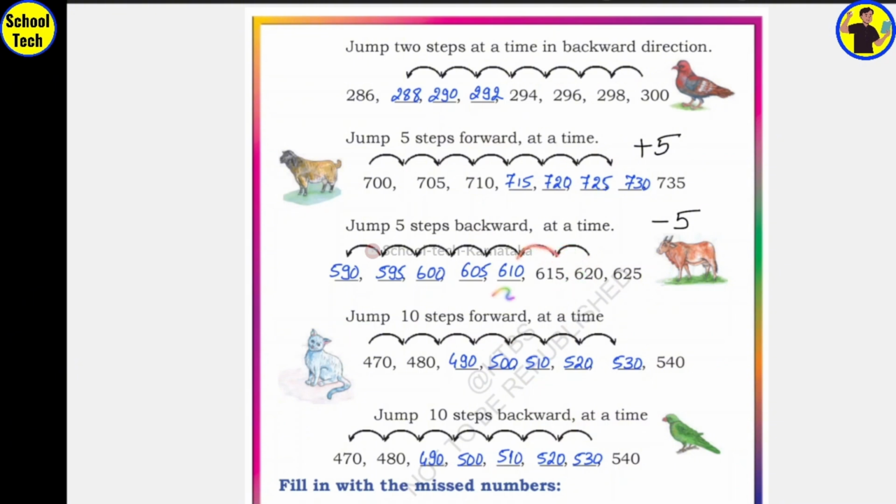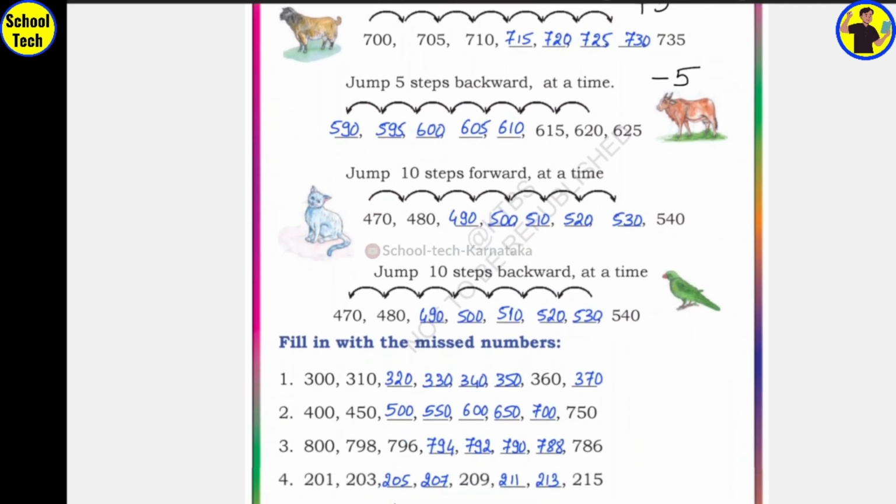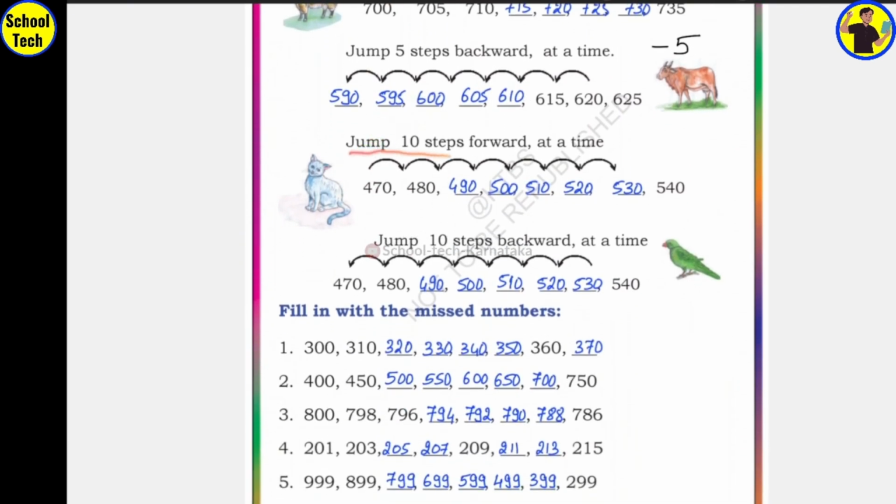615 minus 5, 610. 610 minus 5, 605. 605 minus 5, 600. 600 minus 5, 595. 595 minus 5, 590. The next is jump 10 steps forward at a time.